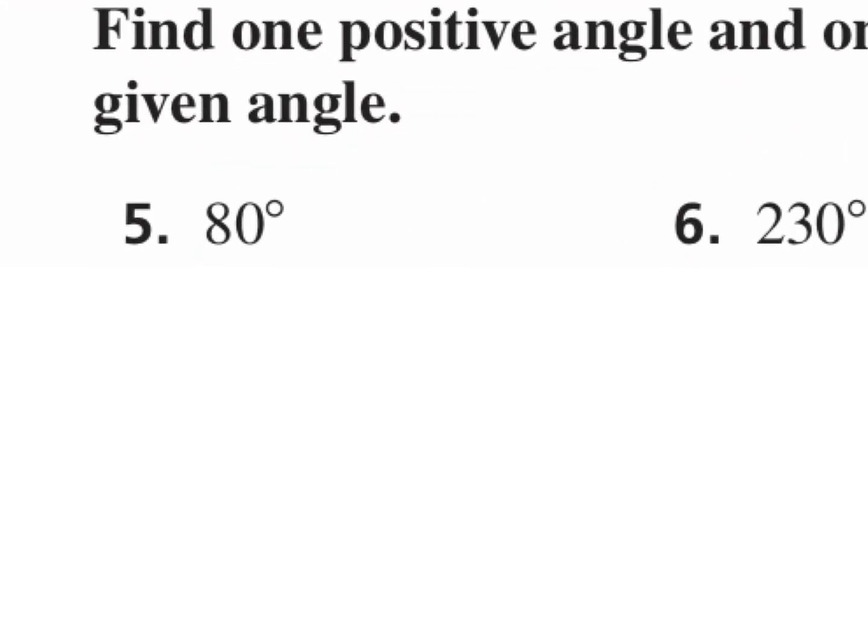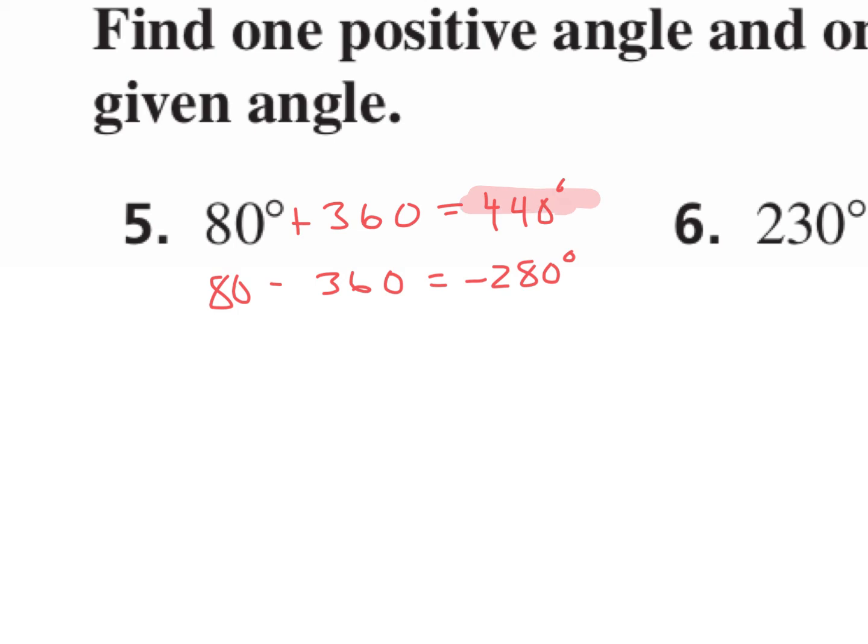So how do we find our positive coterminal angle here? Add 360. What do we get when we add 360? 440. So 440. How do we find our negative coterminal angle? Subtract 360. So it's 80 minus 360. Negative 280. Perfect. So we have a positive one and a negative one. We're good.